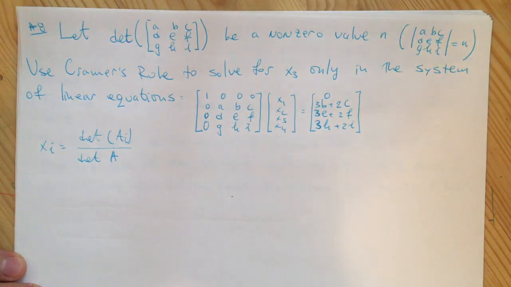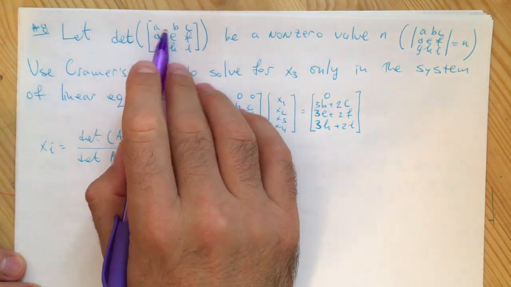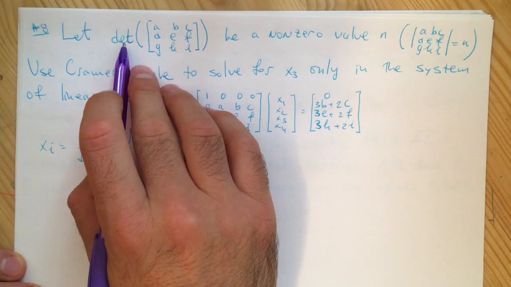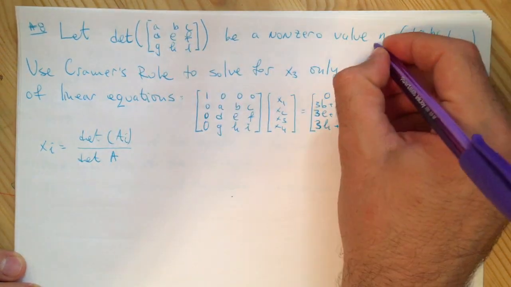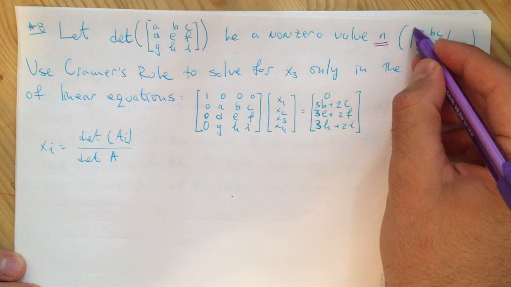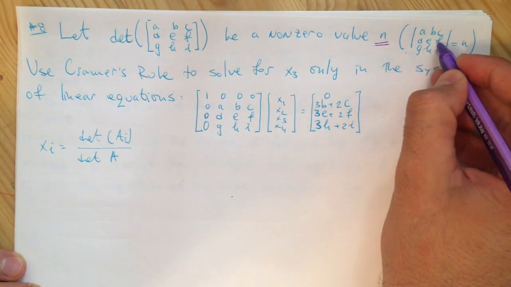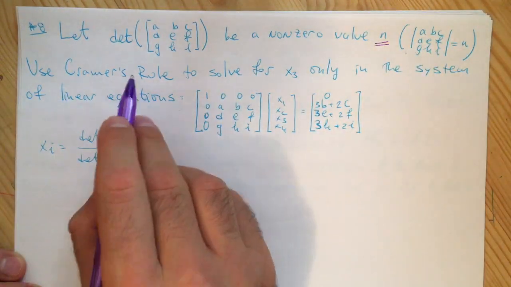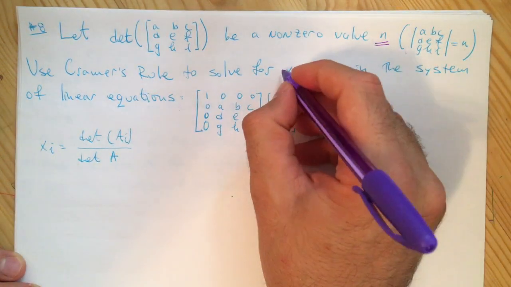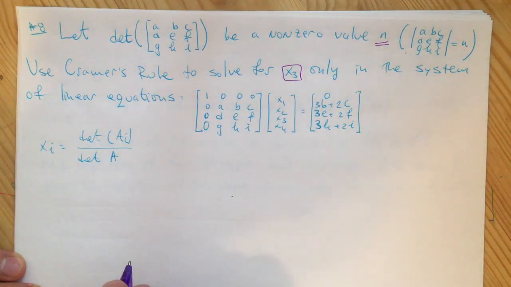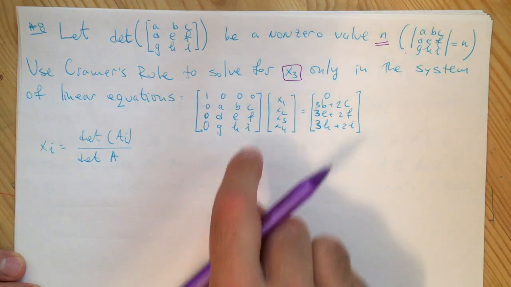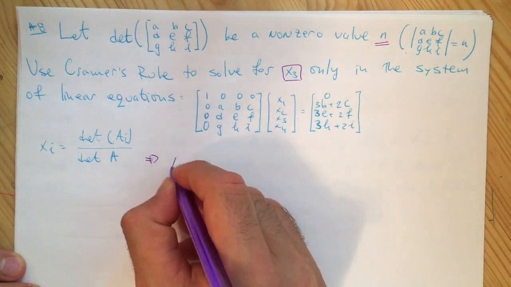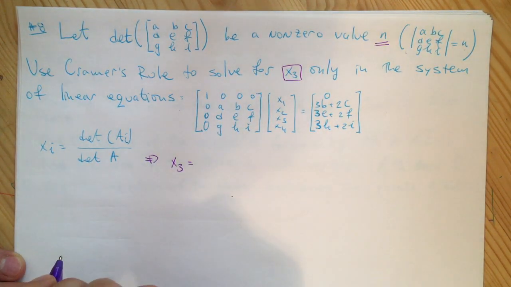Okay, so let's see what the question says. We're given a 3x3 matrix A, B, C, D, E, F, G, H, I, and we say that the determinant of this matrix is some non-zero value n. That means the determinant of this matrix A, B, C, D, E, F, G, H, I is equal to n. Okay, we are asked to use Cramer's rule to find the value of x3 only in this system of linear equations. So that means that x3 is equal to what?